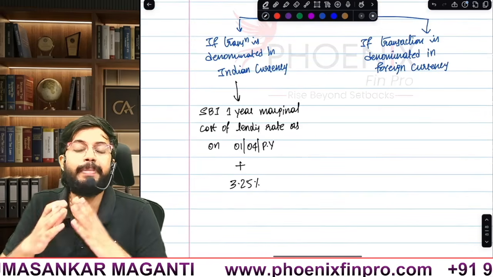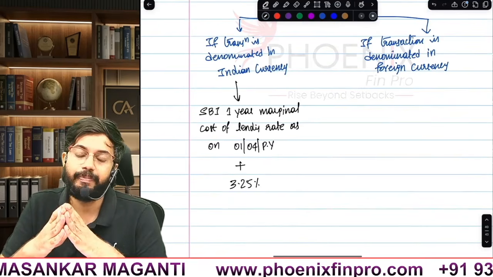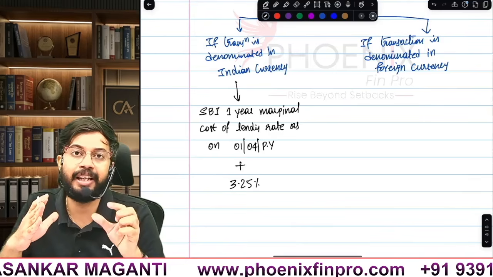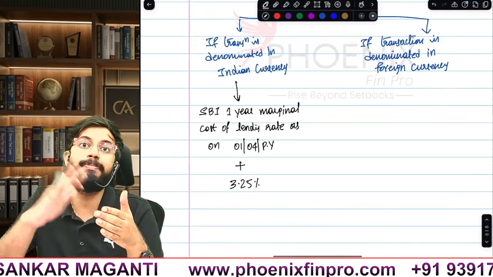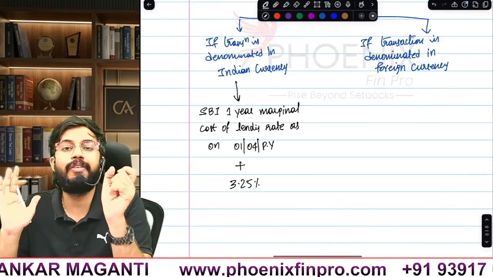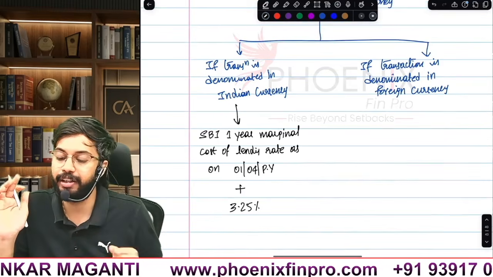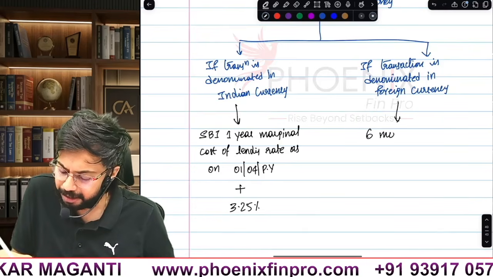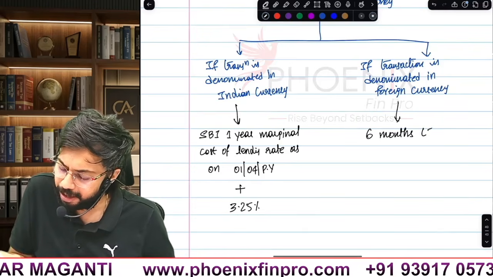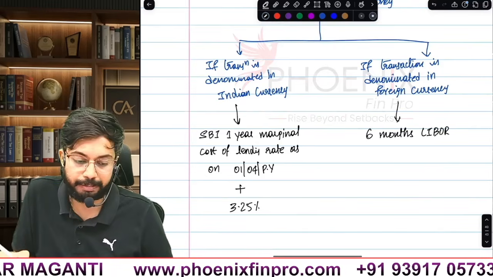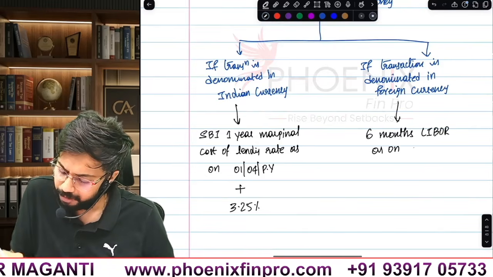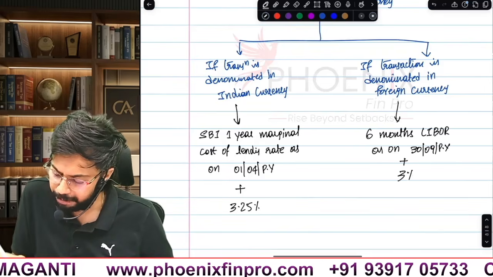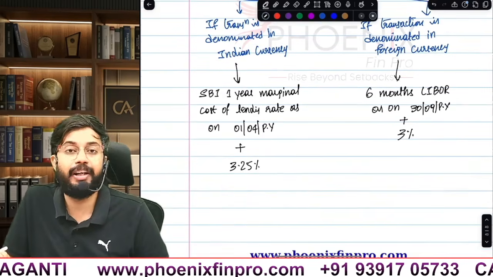So every year SBI will release marginal cost of lending rates. As on 1st April of the previous year, whatever the SBI marginal cost of lending rate is, take that rate and add a spread of 3.25%. Whatever the total rate is, that is the interest rate. If the transaction is denominated in foreign currency, then 6 months LIBOR, you know LIBOR, right? London Interbank Offered Rate, 6 months LIBOR as on 30th September of the previous year. To that you need to add a 3% spread. That is going to be the interest rate.